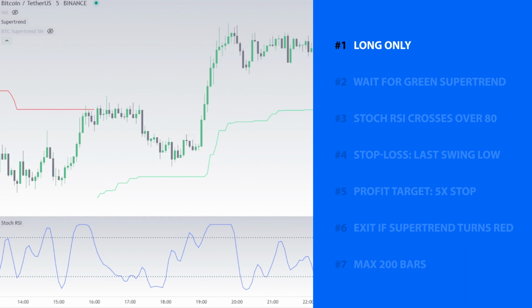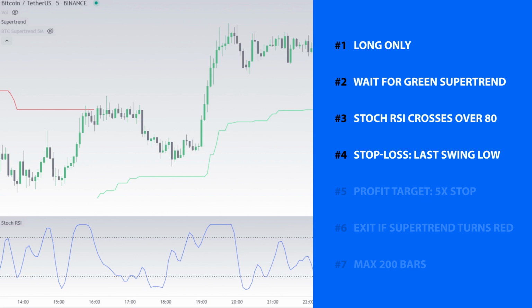1. This strategy only takes long trades. We are keeping it simple, so there will be no shorting. Rule number 2. We are only taking trades in an uptrend. That is when the Supertrend indicator is green, like here. 3. When Supertrend is green and the Stochastic RSI crosses over 80, we get a buy signal. This is our trigger bar, and we are going to enter a trade where this bar closed.